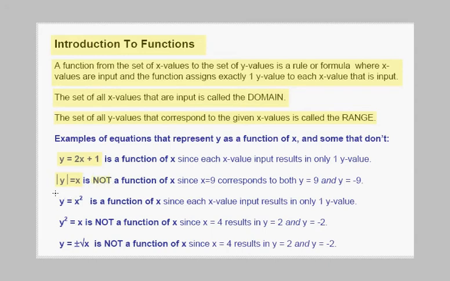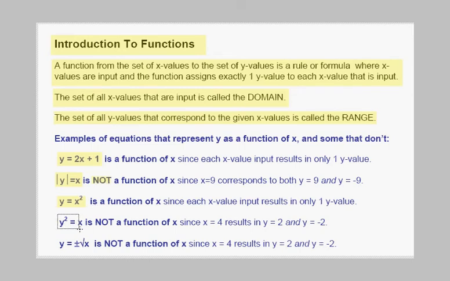In the next example, y equals x squared. Some students say this is not a function of x, but really it is. Each x value gives you only one y value. When x is 3, y equals 9. When x is negative 3, y equals 9. We only get one y value per x value. It's okay to have two different x values resulting in the same y value. It's still a function of x.